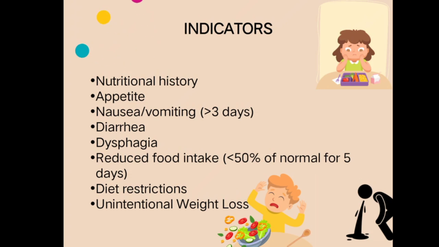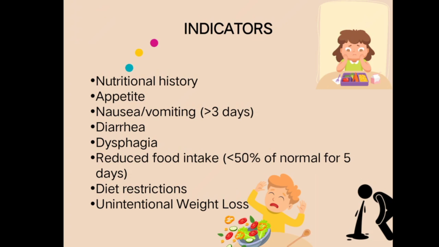Next is indicators of nutritional assessment. For whom will we do the nutrition assessment? One is nutritional history. By taking the nutrition history, we come to know if there is a lack of any vitamins or minerals, so we are going to do the nutritional assessment. Next is appetite. If they have altered appetite, that is loss of appetite, if they are not feeling hungry at all, we will do the nutrition assessment.